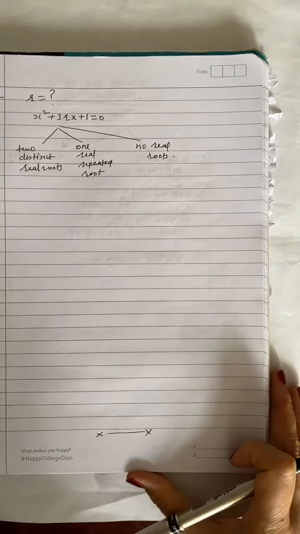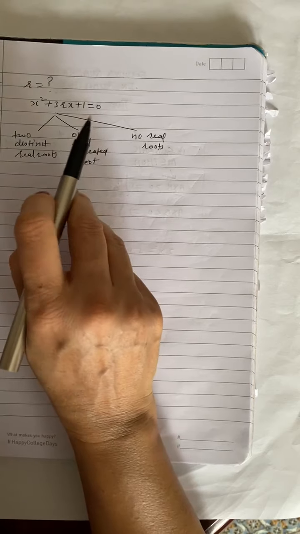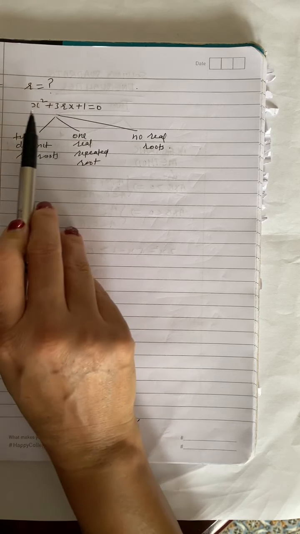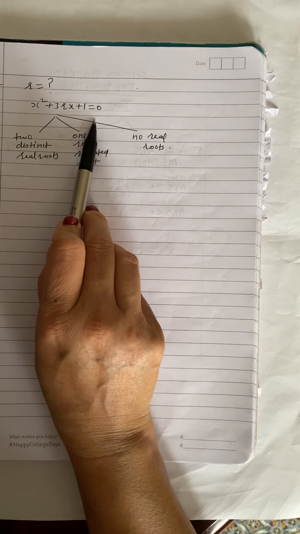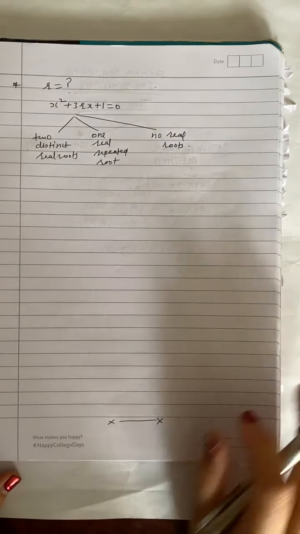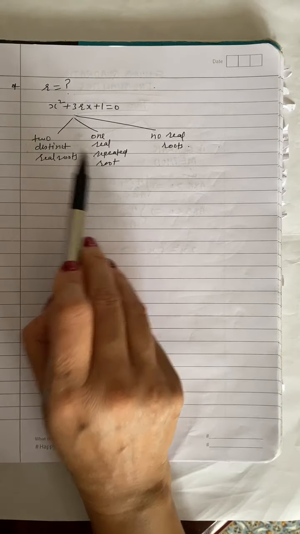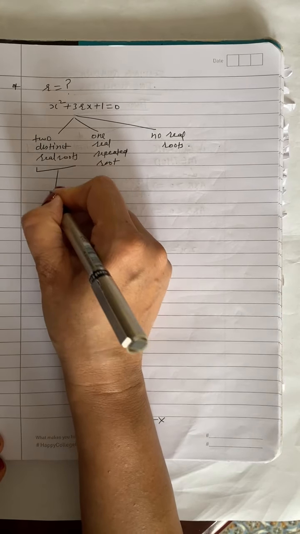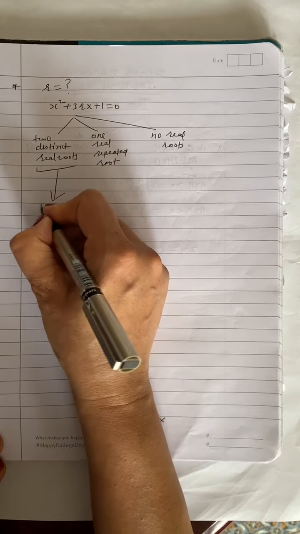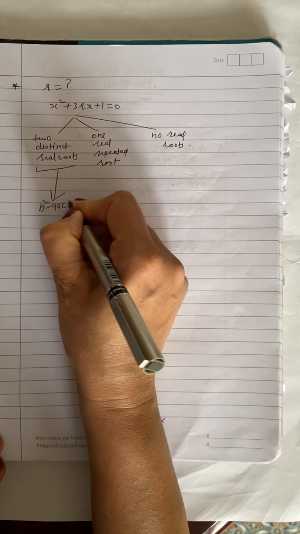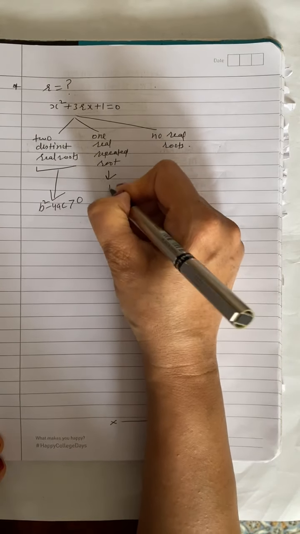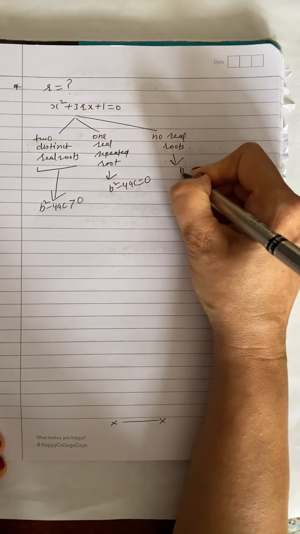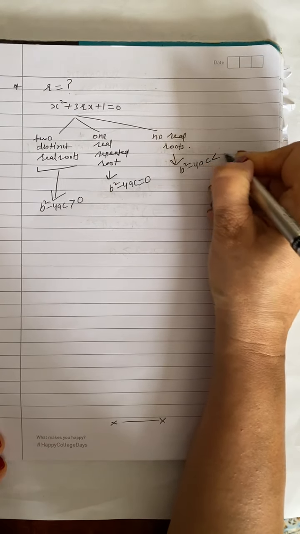Okay. The next one is when you have to find the value of r when you have x squared plus 3rx plus 1 is equal to 0. And then for different conditions, you have to find the value of r. The first condition is 2 distinct real roots. Again, for 2 distinct real roots, we know b squared minus 4ac has to be positive. For 1, b squared minus 4ac has to be 0. For no real root, b squared minus 4ac less than 0.